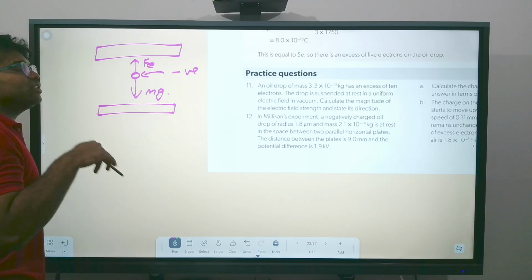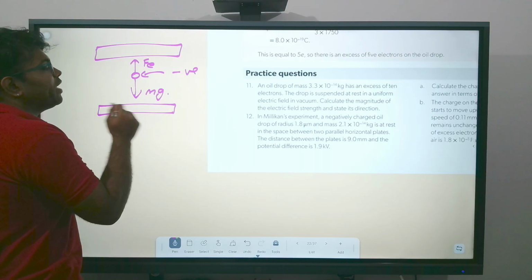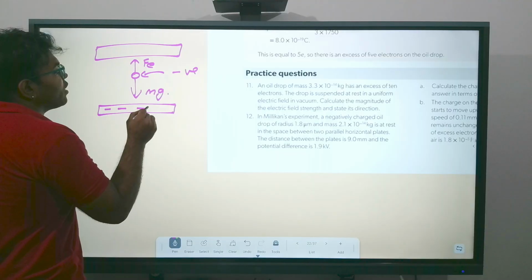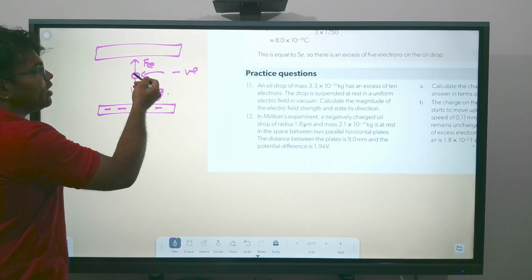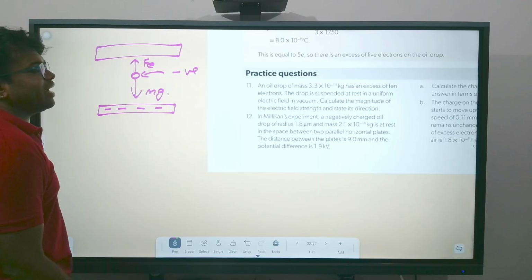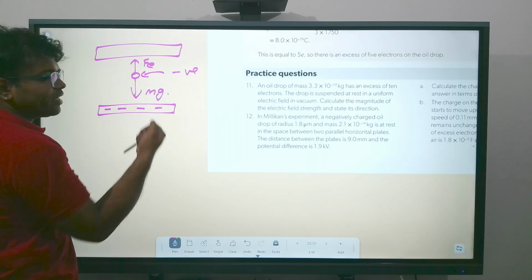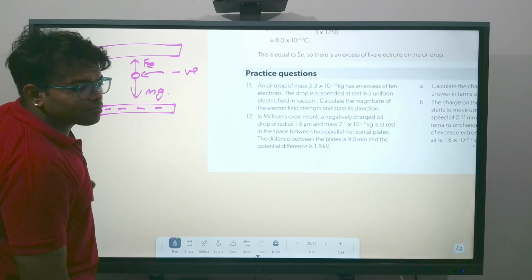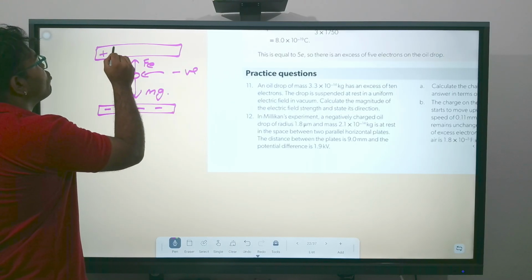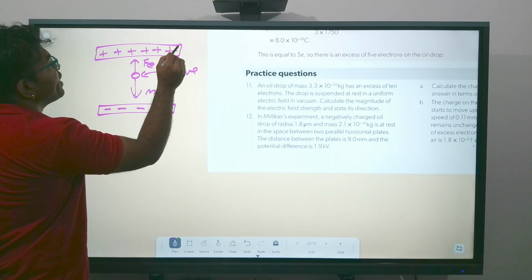The only way it will be suspended is if there is negative charge in the downward plate. Then only this negative and this negative will repel each other, right? If there were a positive charge here, won't it get attracted downwards? Okay, so there has to be positive charge on this plate.